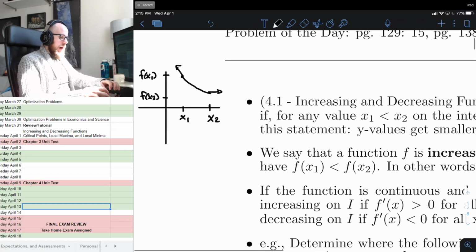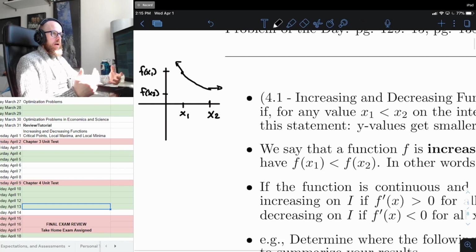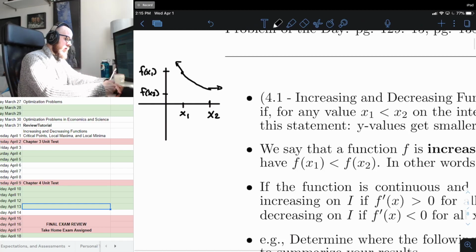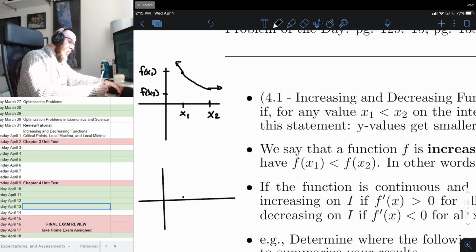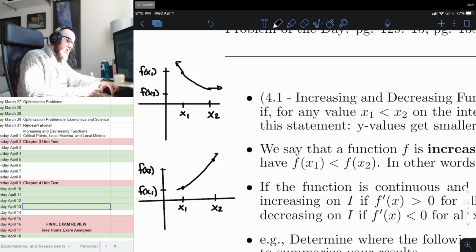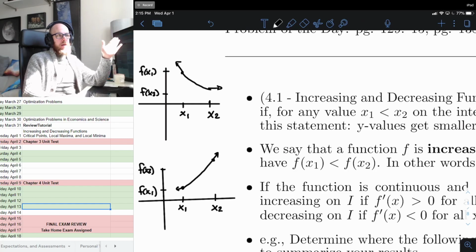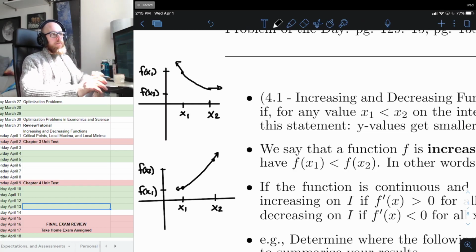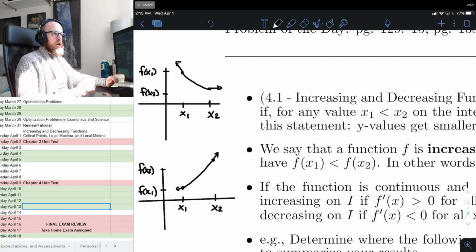Now, the opposite is also true. If the values are getting bigger, it means that the function is increasing. So if we have a similar setup, we have some x1 which is less than x2, and f at x1 is smaller than f at x2, so let's say we have something like this, then we can clearly see that the function is increasing. Meaning the y values are getting larger as we move from left to right. And so that's the formal definition of what it means for a function to be increasing or decreasing.